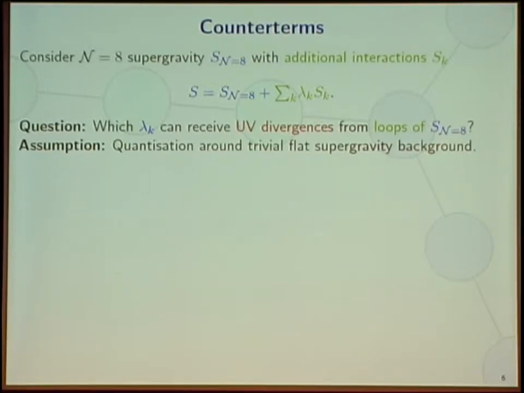So what we want to do in this talk is consider N=8 supergravity. That's this Einstein-Hilbert action with some supersymmetric extension. And we also add additional interactions to it with some couplings. And the question will be, which of these couplings receive ultraviolet divergences, and which of these couplings do we really have to add to the theory to make it consistent? And that is just taking loops from this bare Einstein-Hilbert action. The assumption in that is that we will quantize around a trivial flat supergravity background.